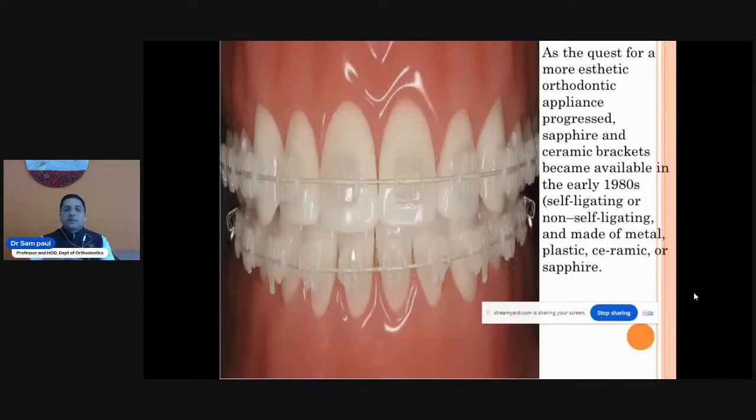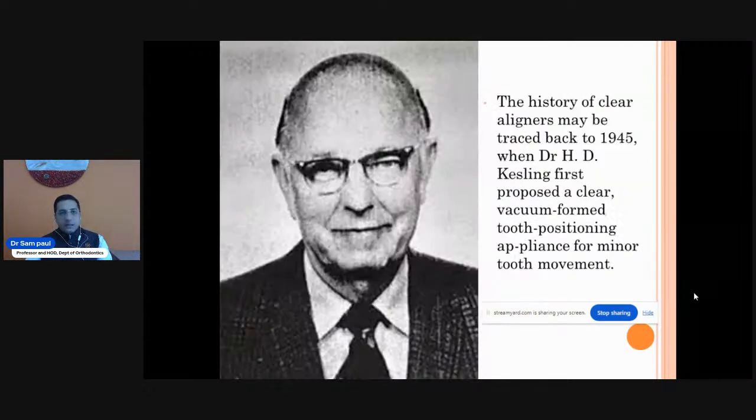After that came the ceramic brackets. You know, the ceramic brackets, the tooth colored brackets. It is called sapphire brackets, and it is coming. And you might have heard about self-ligating brackets and non-self-ligating brackets, etc. All those things came into existence. In 1945, Dr. H.D. Kesling first proposed a clear vacuum formed tooth positioning appliance for minor tooth movement. Again, I'm sure that in your final year BDS curriculum, you might have heard about Kesling's setup. He was Dr. H.D. Kesling who first proposed the clear vacuum formed tooth positioner appliance.